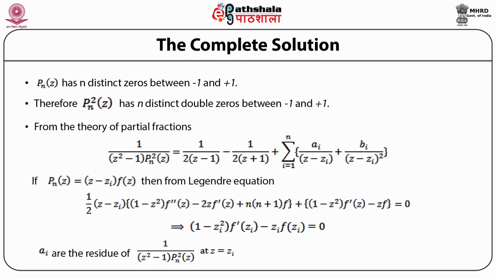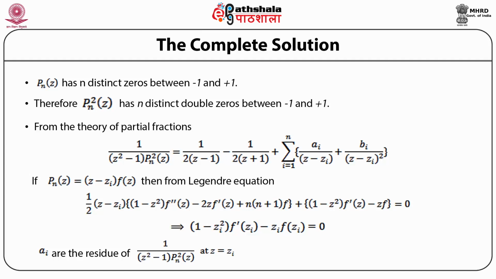From the theory of partial fractions, we can write the integrand as 1 by (z square minus 1) into Pn square of z is equal to 1 divided by 2 into (z minus 1), minus 1 by 2 into (z plus 1), plus summation over i going from 1 to n of the terms ai by (z minus zi) plus bi by (z minus zi) square.